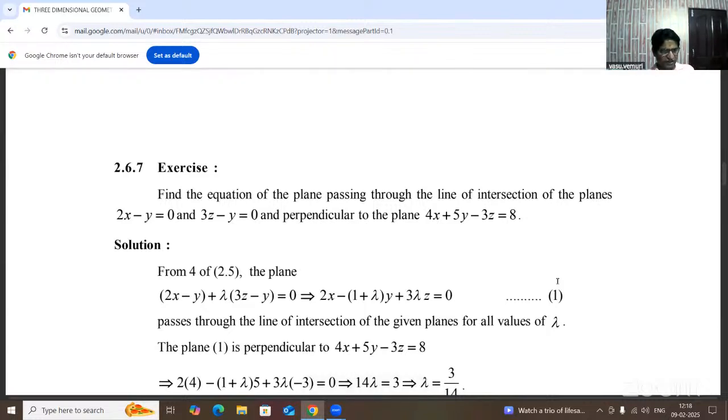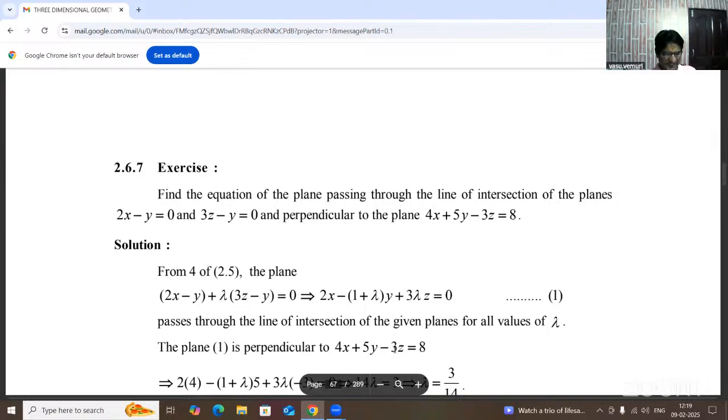When the first equation is perpendicular to the plane 4x plus 5y minus 3z equal to 8, the perpendicular condition applies to the normals. The first equation, representing the intersection of the planes, has A1 equal to 2, B1 equal to minus 1 of lambda, and C1 equal to 3 lambda. The given plane is 4x plus 5y minus 3z equal to 8. Here A2 equal to 4, B2 equal to 5, C2 equal to minus 3. This is the second equation.